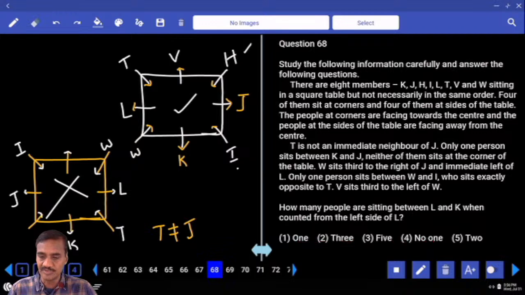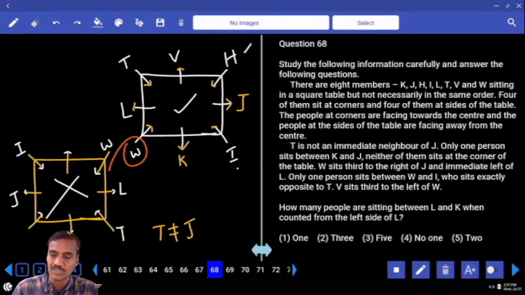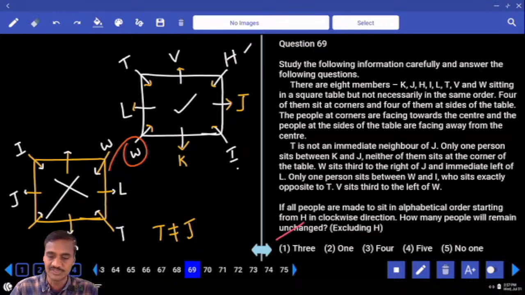Then 68, how many people are sitting between L and K when counted from the left of L? Between L and K, how many persons are there? There is exactly one person. One person, that is choice 1, question number 68.